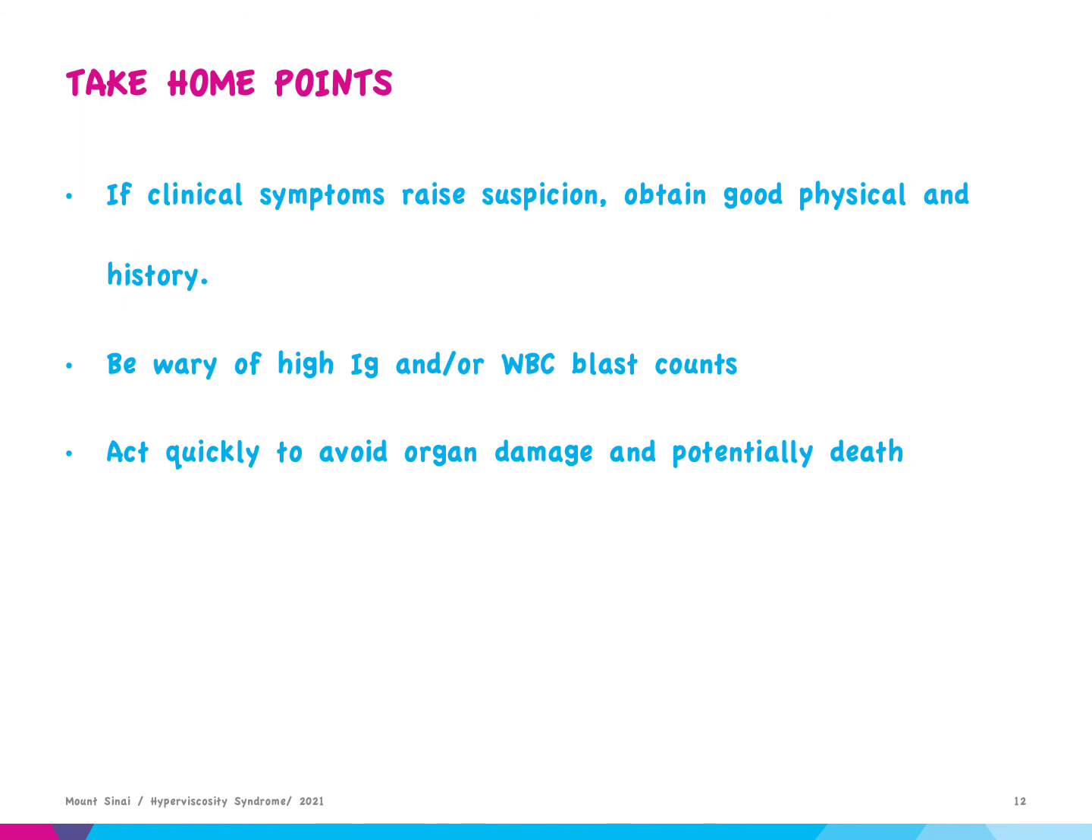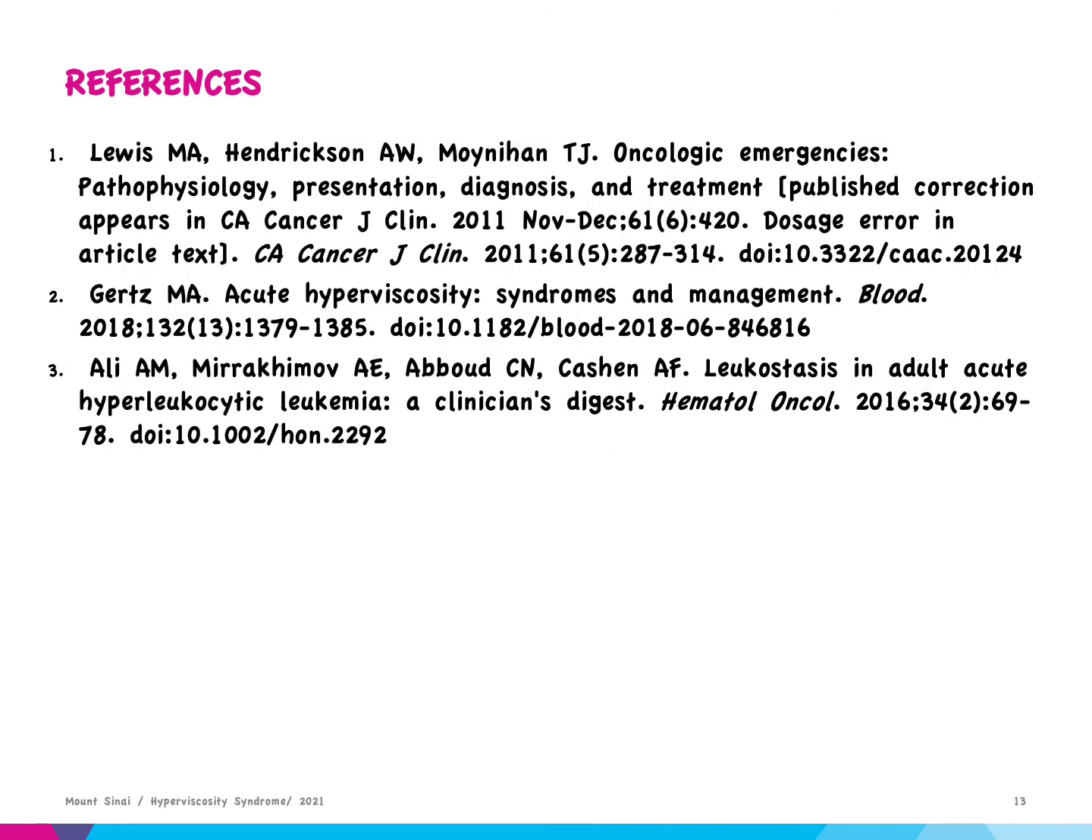And just some take-home points. If clinical symptoms raise suspicion, obtain a good physical exam and history like we talked about. Many times you'll find a condition there that could cause this syndrome. Be wary of high immunoglobulins and or white blood cell blast counts, and act quickly to avoid organ damage and even potentially death. And as a last take-home point, I would also add, know when to escalate, to both HEMONC and the critical care team once you have a patient like this.